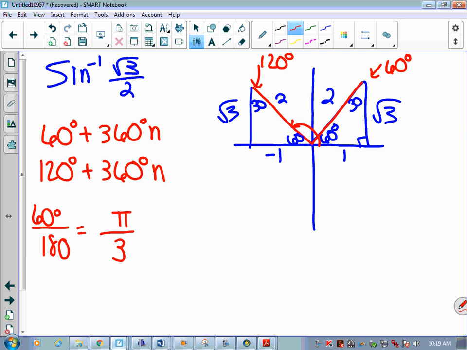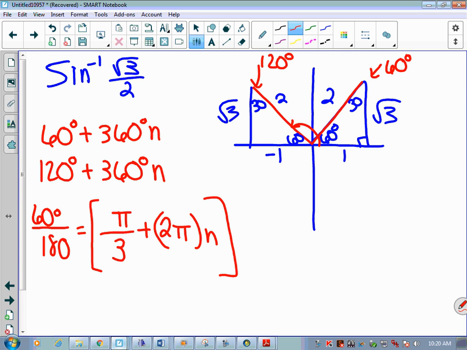Pi over 3. I don't have to put the 1 up there because I've got the pi sitting there. So this answer is pi over 3 plus, and we're going to do the same thing with 360. We're going to take 360 and divide it by 180, and get that in terms of radians. Okay, what is that? 2. So we're going to write 2 pi, because we're in radians, times the number of times I would go around. Okay, that's that part of that answer in radian form.